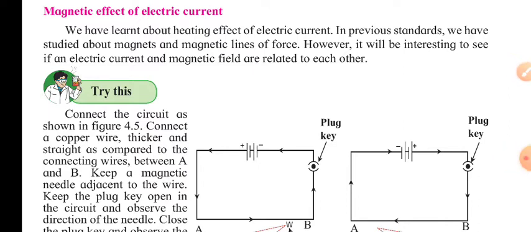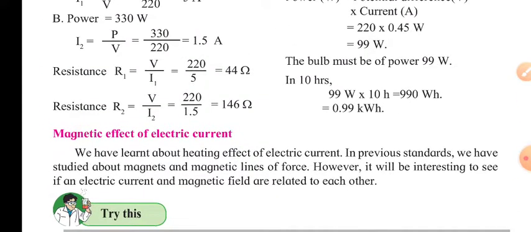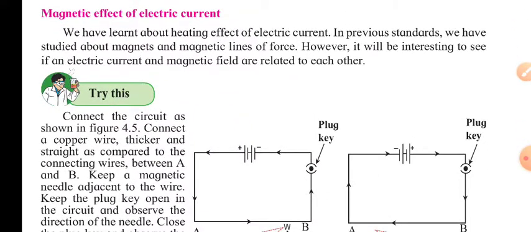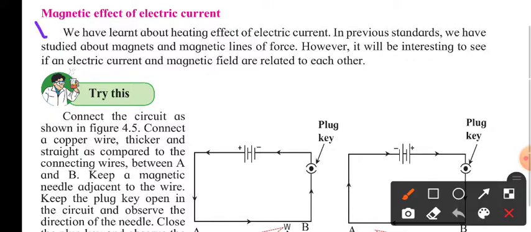Today we are going to see State Board Class 10 Science 1 Chapter number 4, Effects of Electric Current, Part 2. In Part 1 we have already discussed the electric current and its effect. Today we are going to continue further in that, and we are going to learn about the magnetic effect of electric current.